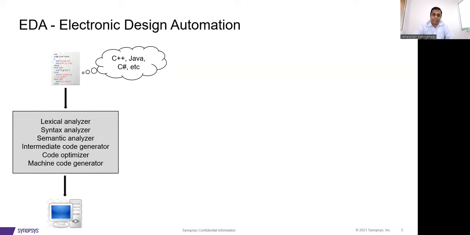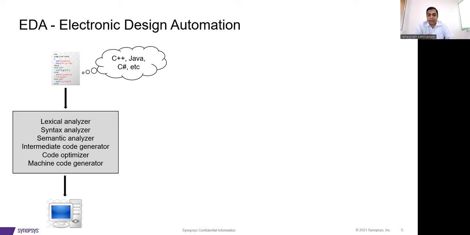Let me go a little bit further. Now, you have your typical programming languages, C++, Java. I'm sure that many of you have used them. What happens when you write the program and then process it? You have mediums available to process them. You have lexical analyzers, syntax analyzers, semantic analyzers. You have intermediate code generators, code optimizers, and machine code generators. So this is the typical flow that you follow to run normal software. And then finally, it runs on your processors, the Intels or AMDs.